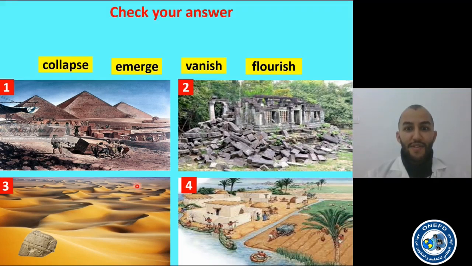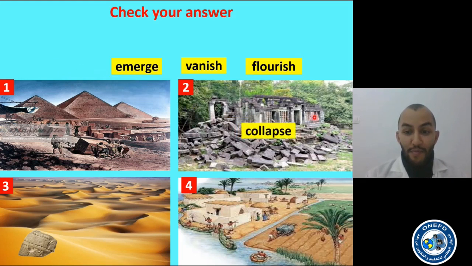Now let's check your answers. So again, you have 4 words and you have 4 pictures, okay? And you need to match each word with its corresponding picture, right? Let's see, collapse. You know what collapse means? Is it this one? Is it this one? Is it this one or is it this one? So collapse.